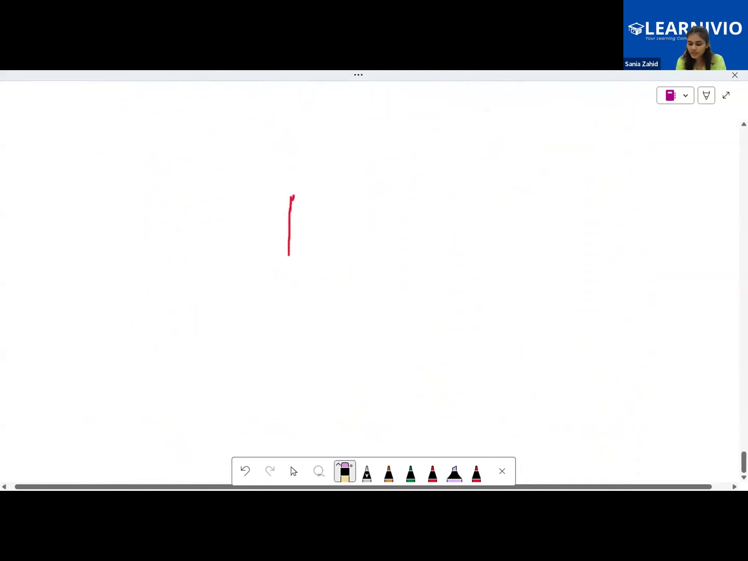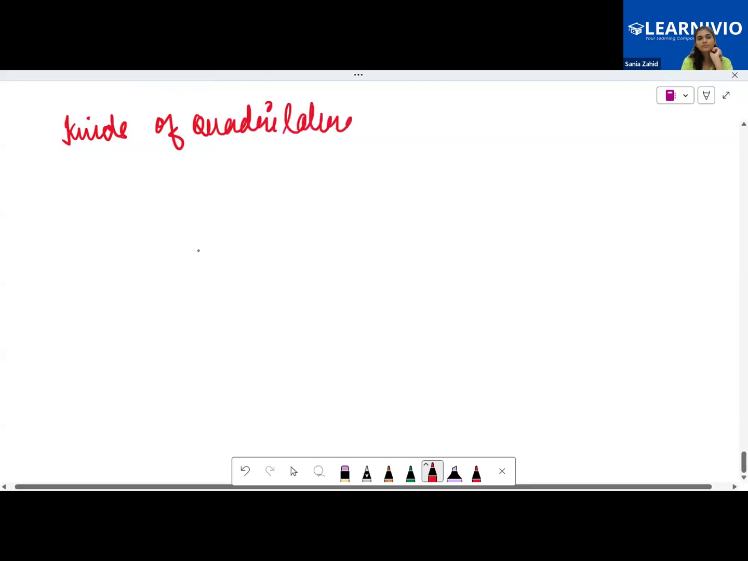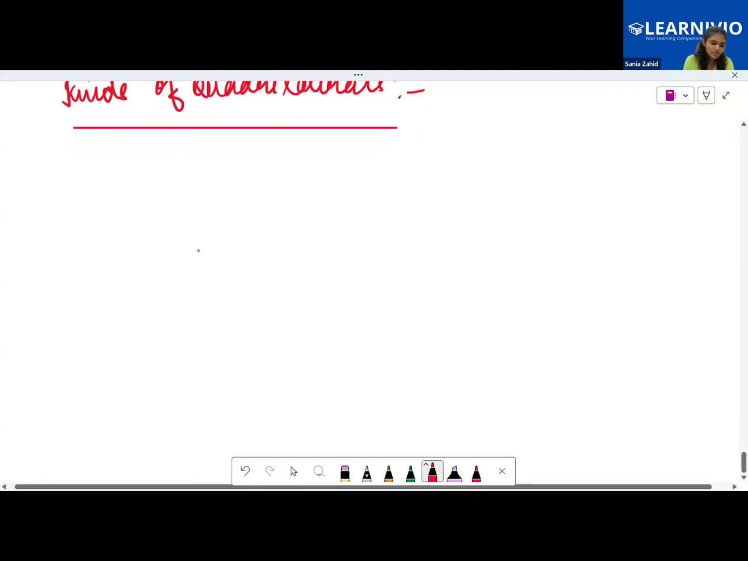Okay, now we shall move ahead. We've completed this. Now we study kinds of quadrilaterals. We are going to study different types of quadrilaterals in this section. So what are the different kinds of quadrilaterals?